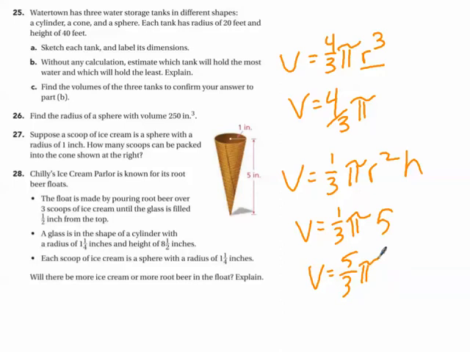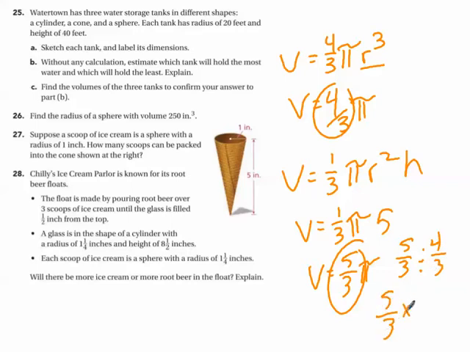pi. Now I need to see how many times 5/3 can go into 4/3. And I see that I would go 5/3 divided by 4/3, using the reciprocal method, is 5/3 times 3/4. Those cancel out, and I get 5/4, or 1 1/4 times does it go into the cone.